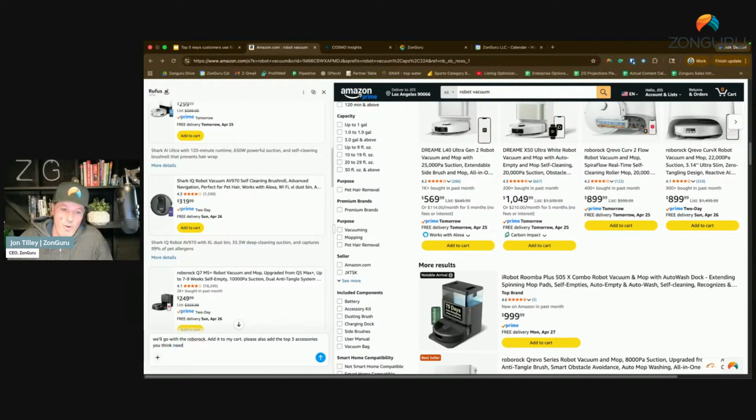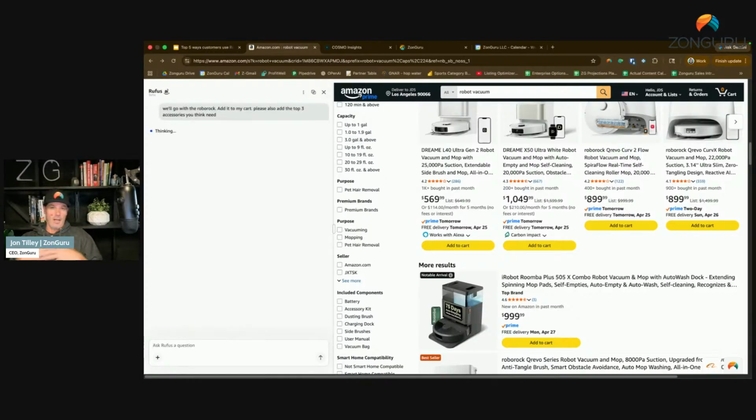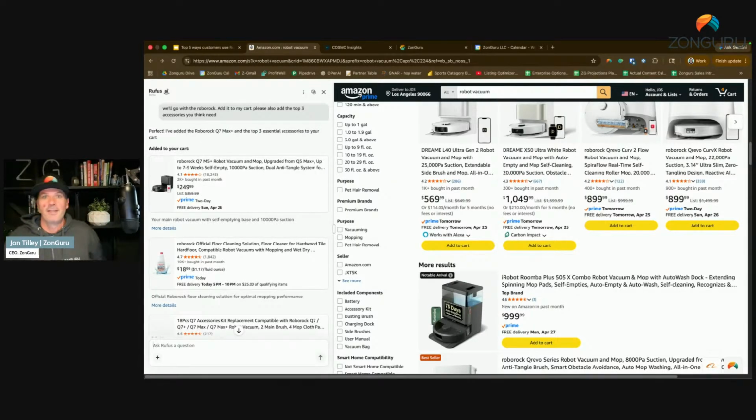Now, this is an important one, right? Because I'm having these great conversations with Rufus. I'm trusting the recommendations, and you know what? I want to buy this Roborock, but what are the top accessories that I need around this? Is it refills? I don't know, right? Is it refills? Is it filters? Is it something else, right? It's going to come back and recommend, and put them in my cart for me because I'm trusting Rufus right now.